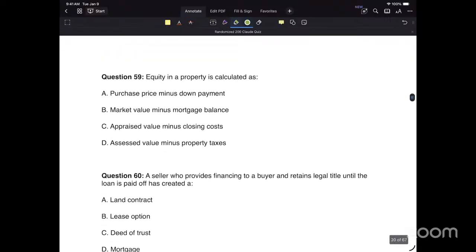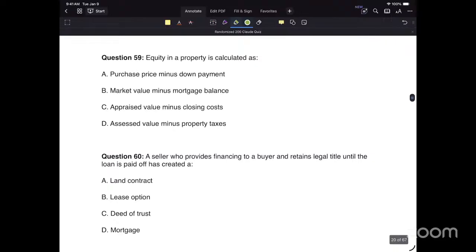All right, 59. Equity in a property is calculated as: is it purchase price minus the down payment? Is it market value minus the mortgage balance? Is it appraised value minus closing costs? Or is it assessed value minus property taxes? What say you?